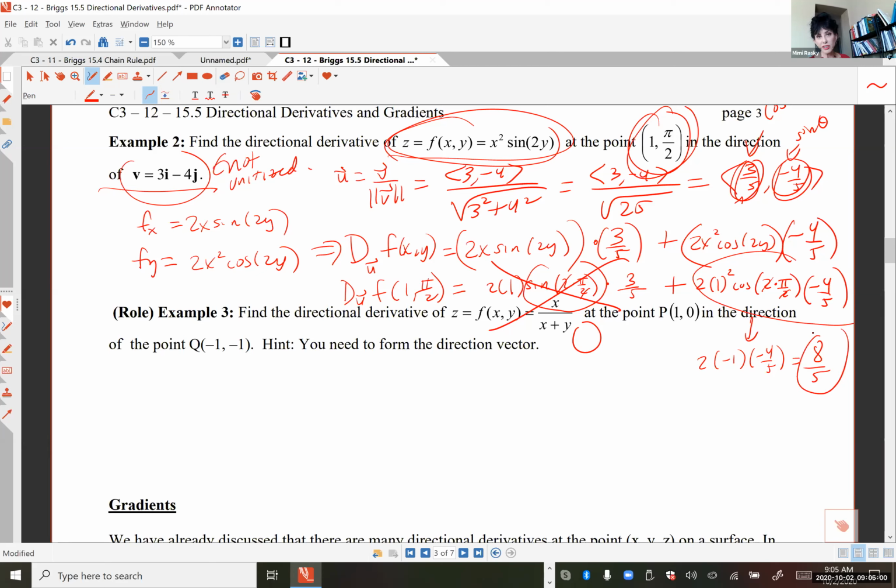And that's essentially the slope of your surface at the point, not the ordered triple, but below, downstairs in the xy plane, 1 pi halves, pointing in the direction of this vector 3, -4. And by the way, isn't that vector pointing down there in quadrant 4 in the xy plane? Okay. All right, so you guys ready to try one?